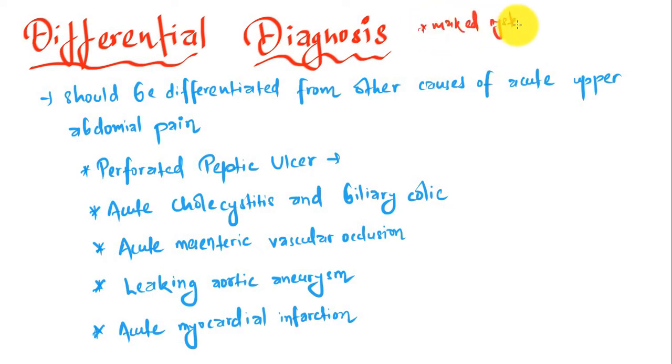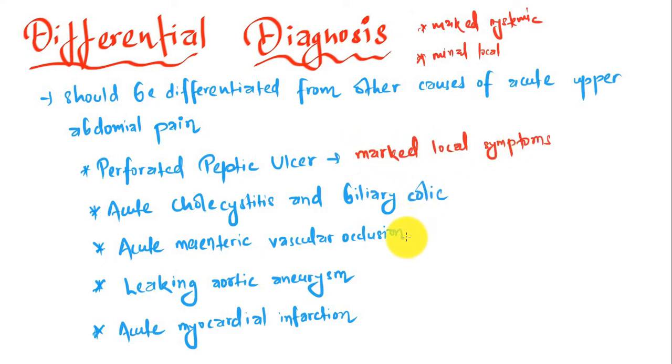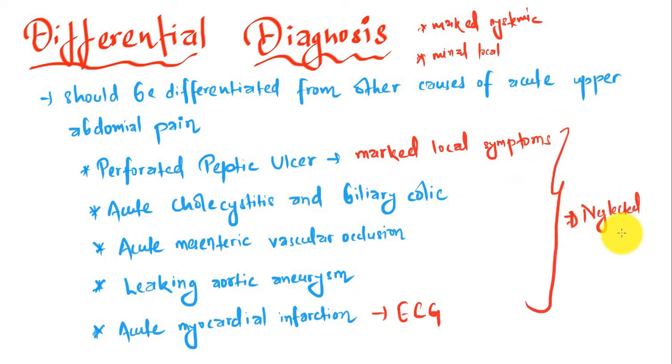So in acute pancreatitis, there are marked systemic but minimal local symptoms. In perforated peptic ulcer, there are marked local symptoms. And acute myocardial infarction can be excluded by ECG. Thus, all of these items should be excluded. If neglected, any of them can be fatal.